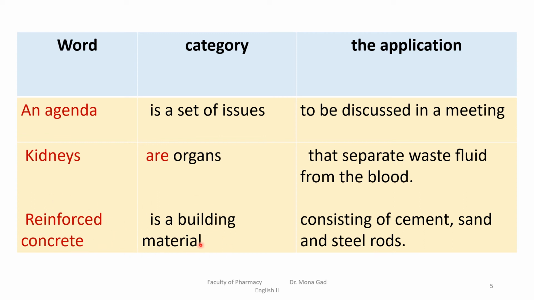A building material. Again, it's not clear. Still, it's not clear. So I have to make it more clear by showing what it consists of. It consists of cement, sand, and steel rods. This is a complete definition now. I think simple definitions are simple, just like the name.